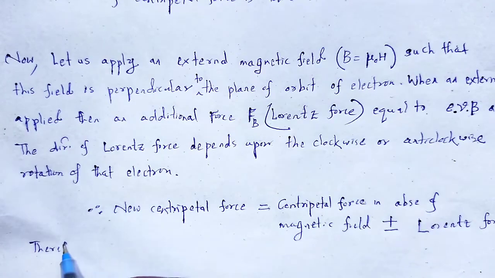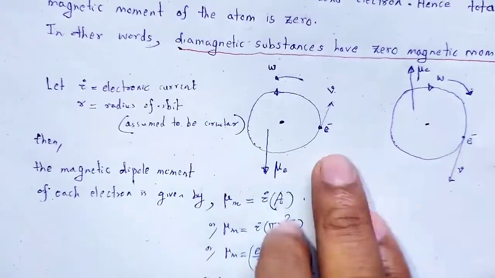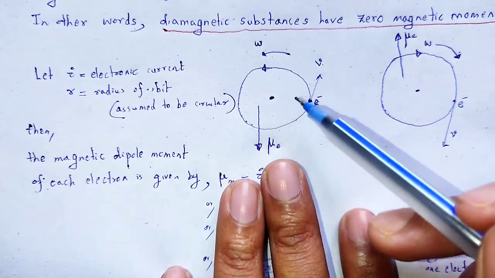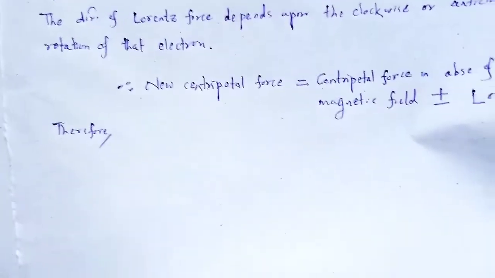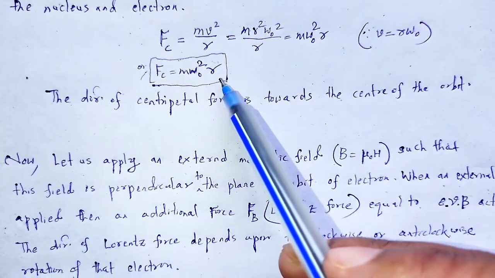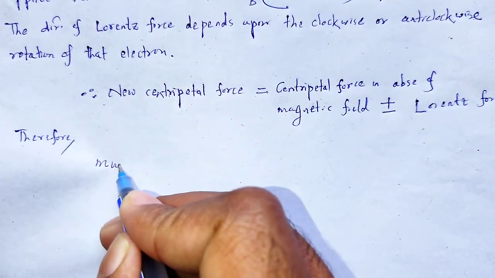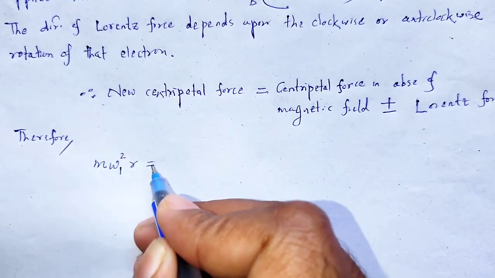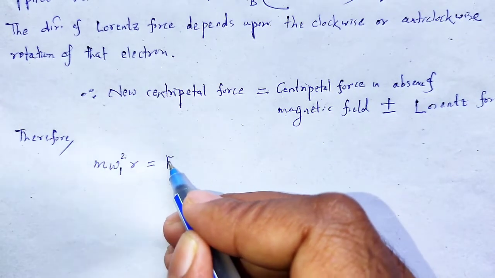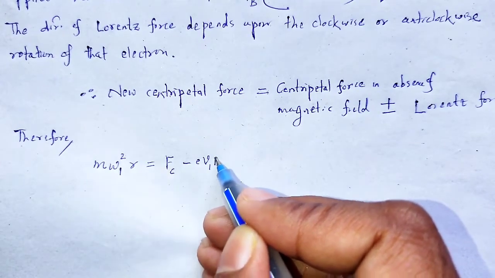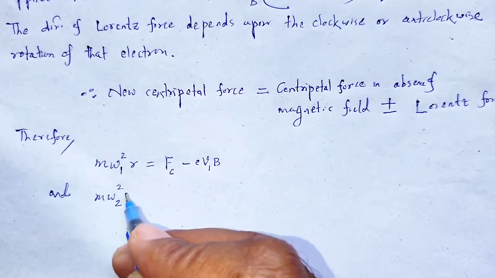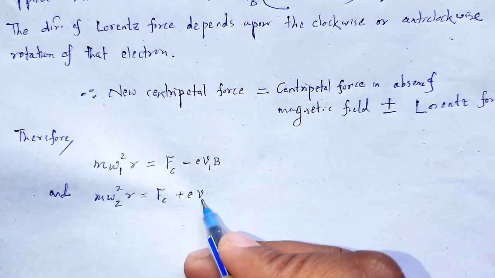Therefore, for two electrons in two orbits, the moments of the electrons are opposite in direction. Therefore, the expression for centripetal force m omega square r: for the first electron, m omega 1 square r is equal to centripetal force Fc minus e V1 B, and for another electron, m omega 2 square r is equal to Fc plus e V2 B.